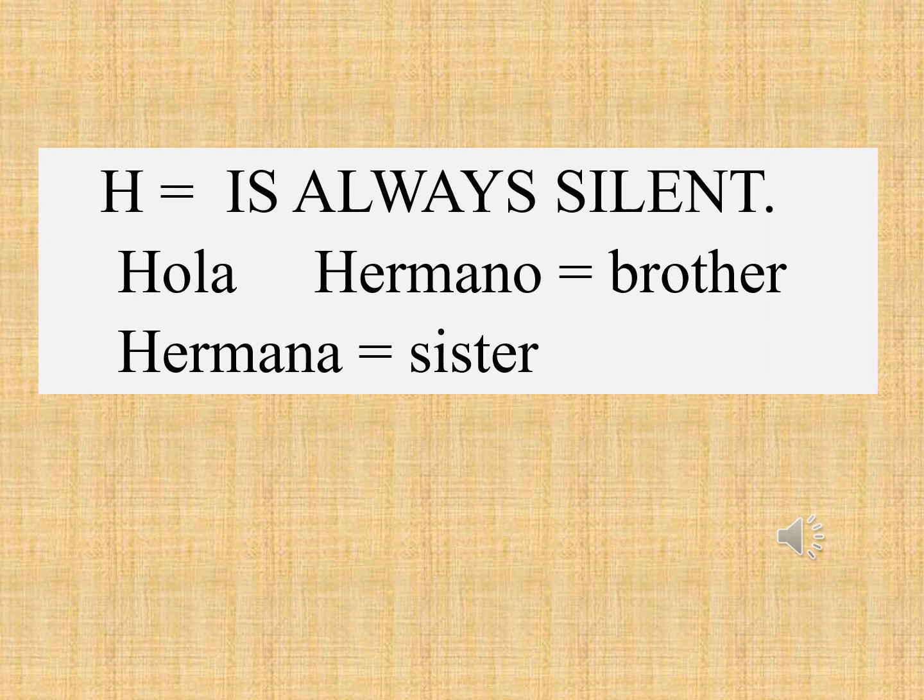The H is always silent, so every time you see it, you need to pretend you're not seeing it and don't pronounce it. Hola, hola. Hermano, hermano. Hermana, hermana. Hola, hola. And this letter is called the hache. Hache is how we say H, and it's not pronounced.